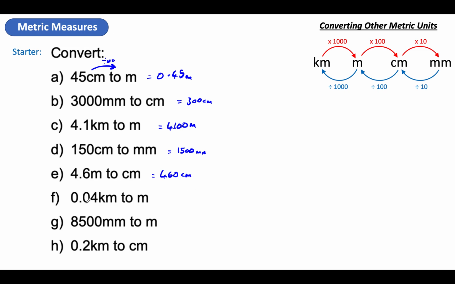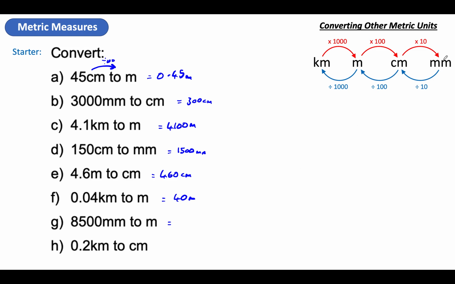How about 0.04 kilometers to meters? Well, I get 1,000 meters for every kilometer. That means I'm timesing by 1,000, so 3 places bigger. So 1, 2, 3, it will be 40 meters. Hopefully you got that one right.